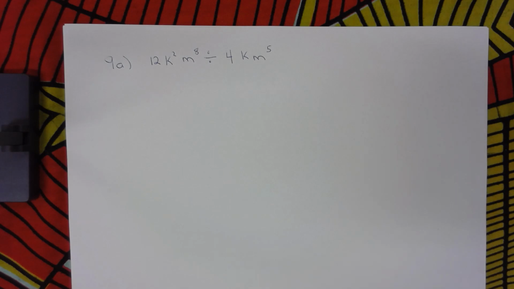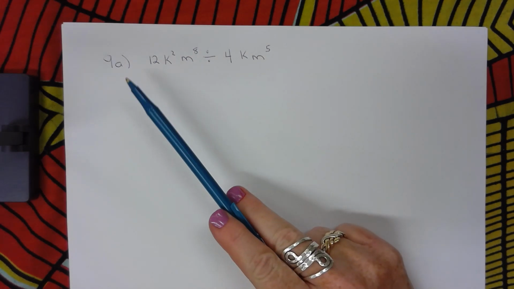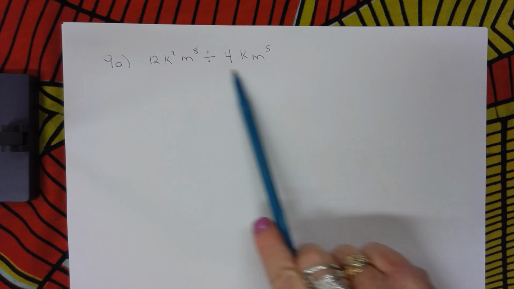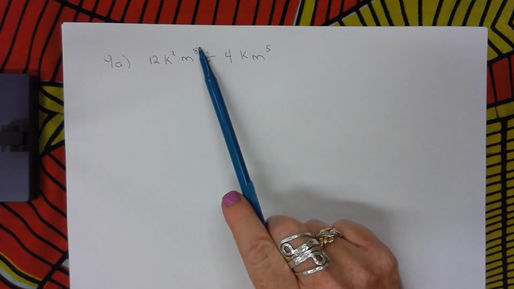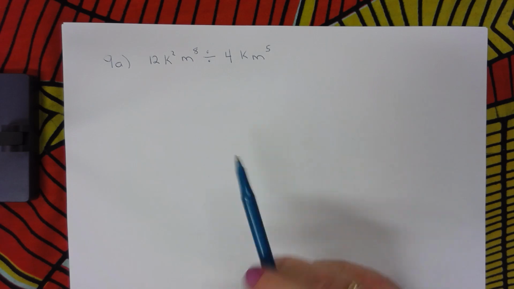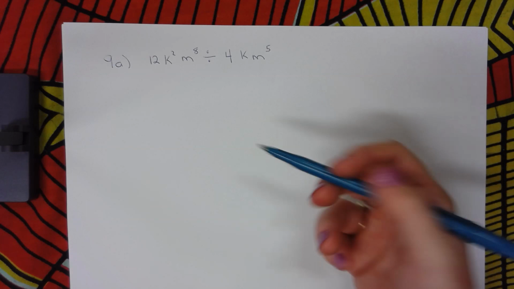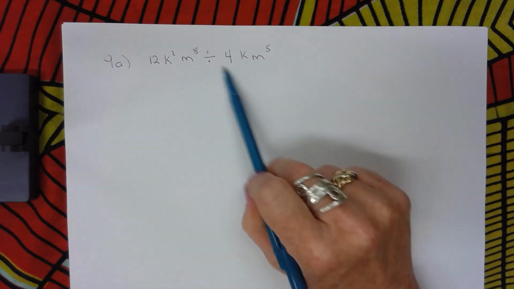All right, 9. So I've had a request on how to do questions like 9a and 9d. So 9a is, if we take a look at this question, we have 12k squared m to the 8 divided by 4k m to the exponent 5. So when we want to start this question, it's probably easier to write it with this part in the numerator and this part in the denominator.